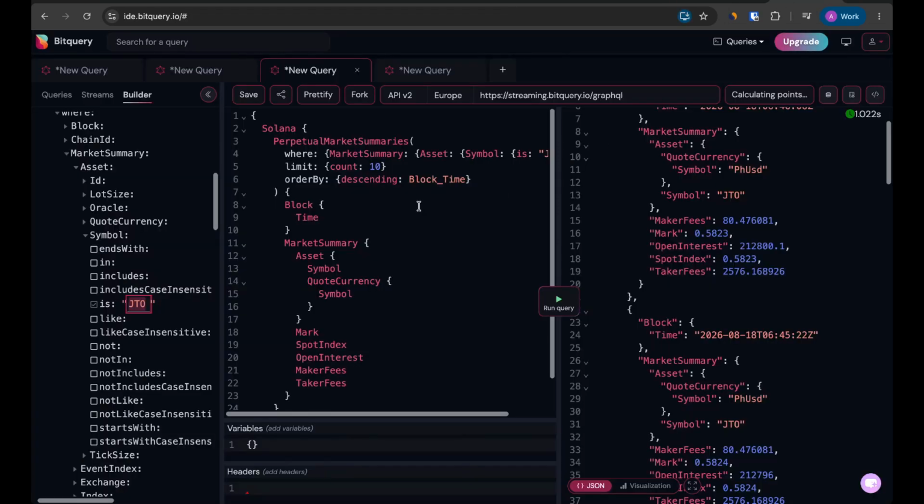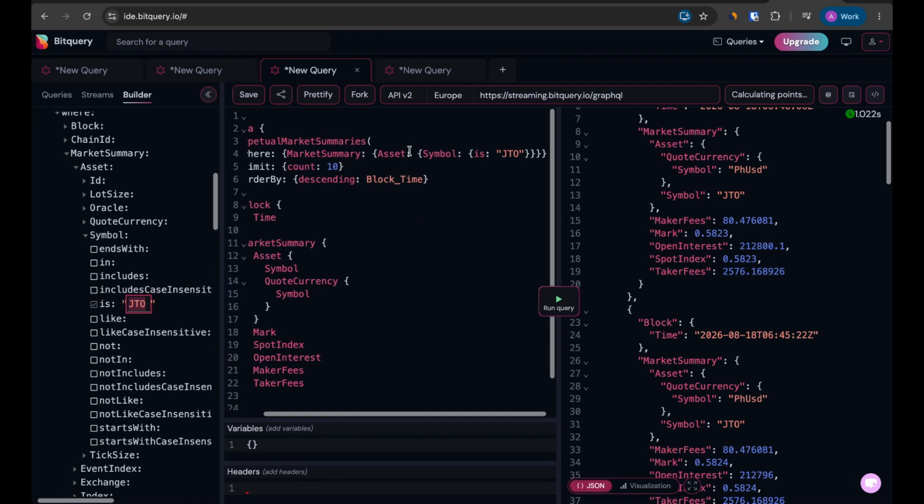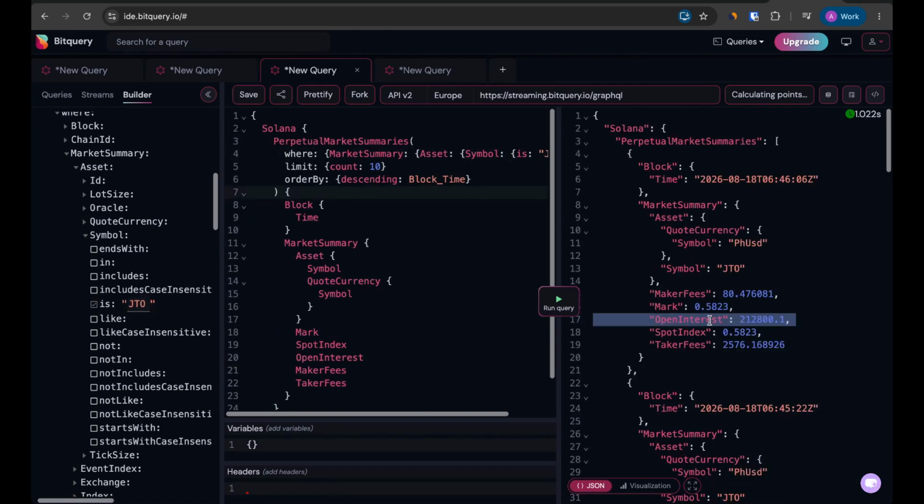2 important notes here. First, open interest is in the base units of the asset. Second, and this trips people up, maker fees and taker fees are cumulative counters since the market launched. They only ever go up. So to get fees over a time window, take the latest value minus the value at the start. Don't read a single row as per block fees.